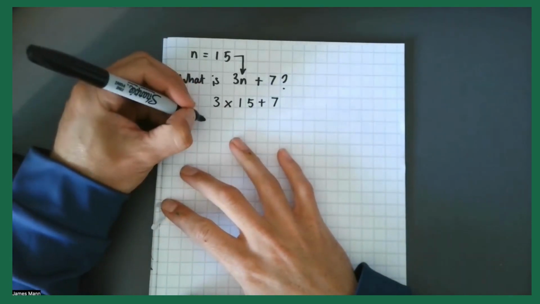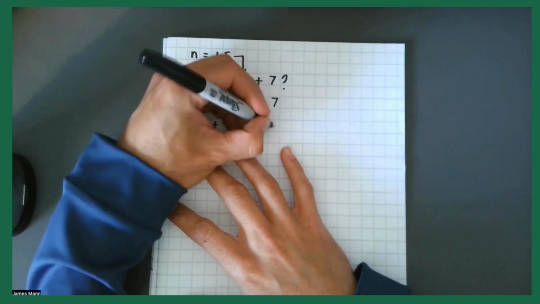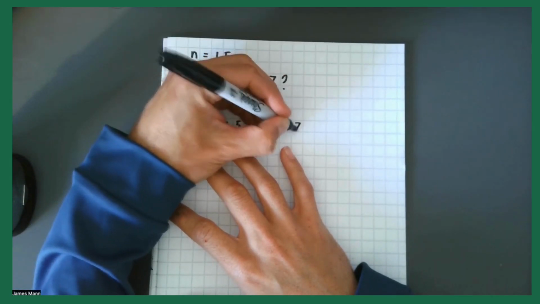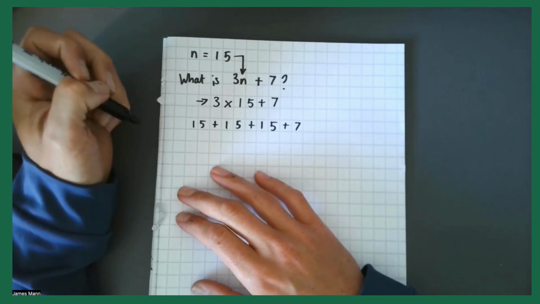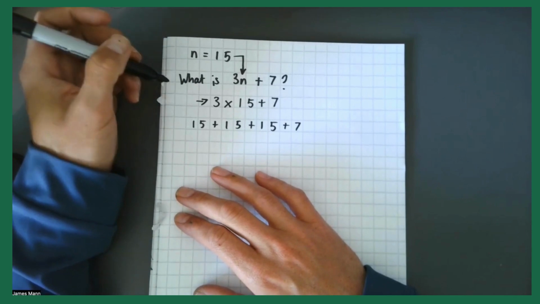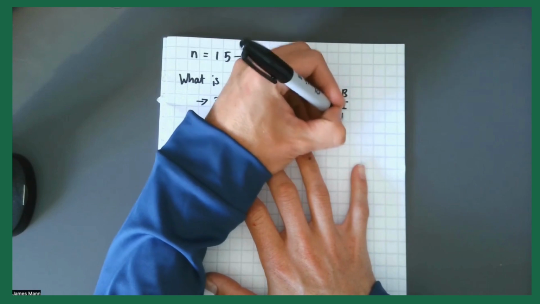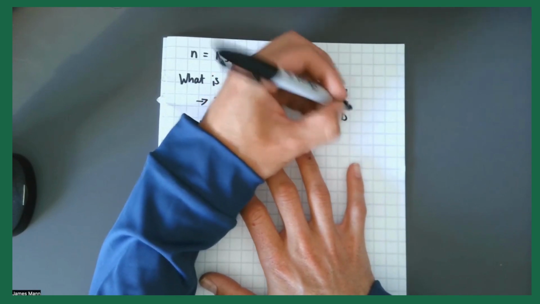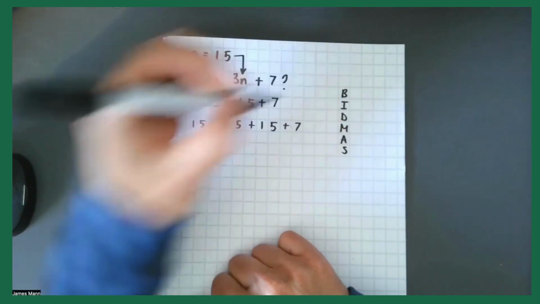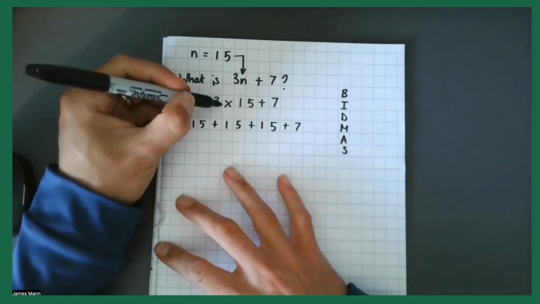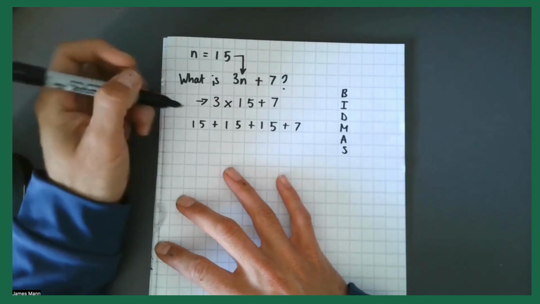Okay, if I wanted to make it even more expanded, I might do 15, add 15, add 15, add 7 would give me my answer. But we're going to look at this one here. So we've got 3 times 15 plus 7. We need to follow the rules and the laws of BIDMAS, sometimes called BODMAS, where brackets are the most important. Then we need to do indices. Then we go to division, multiplication, addition, and subtraction. So in this case, we've got multiplication and addition. So we need to multiply first before we do the adding.